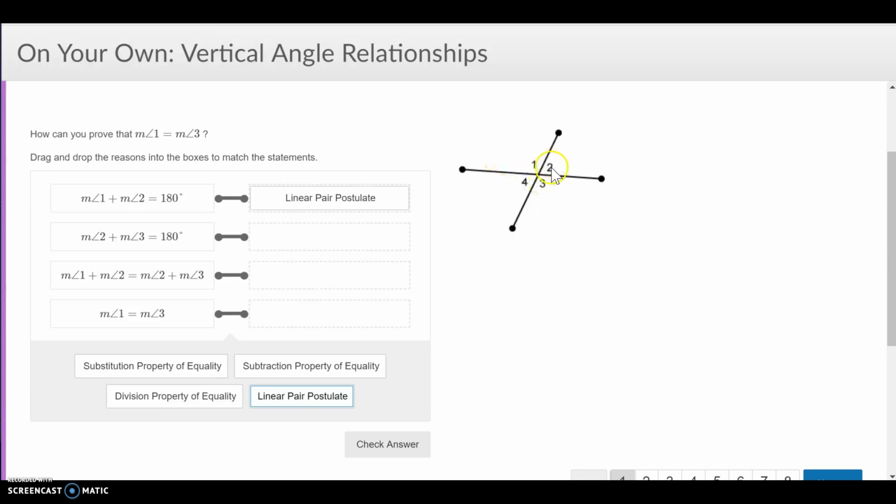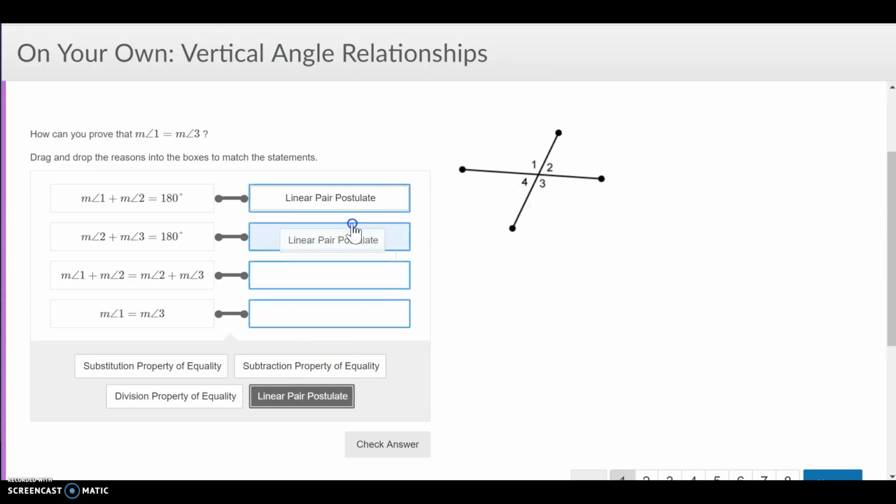Now, angle 2 and angle 3 also lie on a straight line and share a ray. They are also a linear pair. Therefore, the sum of their measures is also 180 degrees because of the linear pair postulate.